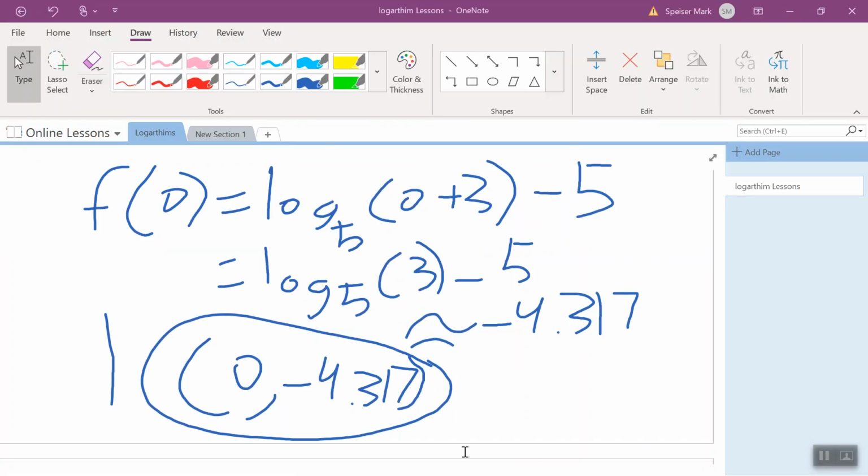That's it for finding the domain, asymptotes, and x and y intercepts of logarithmic functions. In the next video, we'll explore the logarithmic laws.